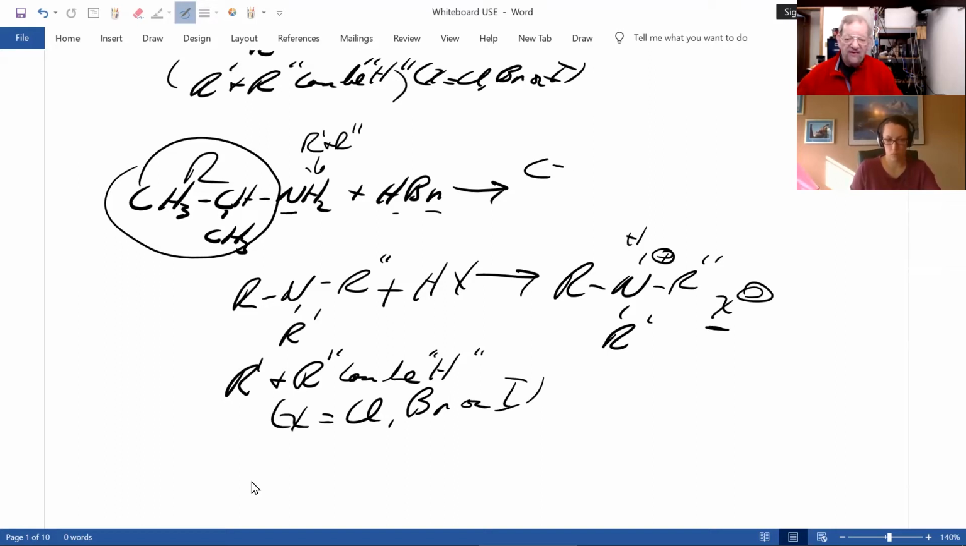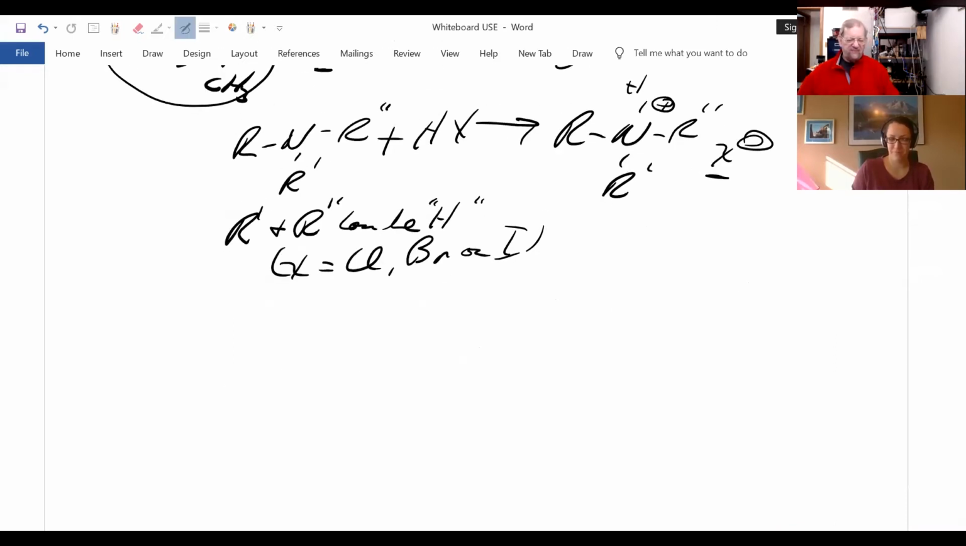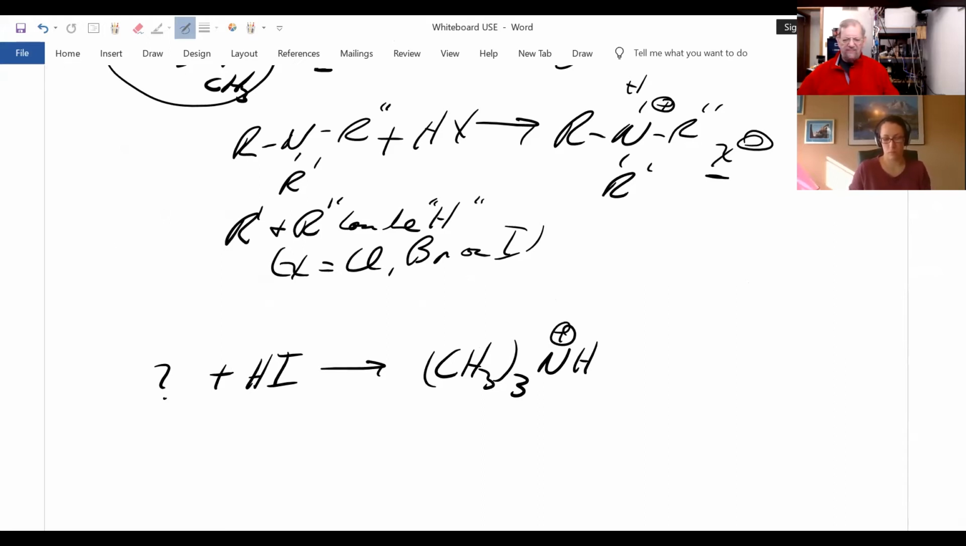What's our isopropyl nitrogen? We have 2 hydrogens. I'm going to add 1 more. That's 3. And what's my anion? Bromine. Oh, let's do 1 more. These are fun. Let's do a synthesis. What would I react with hydrogen iodide to make this compound?